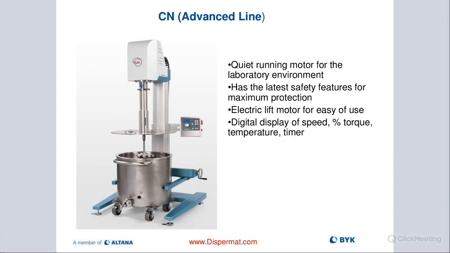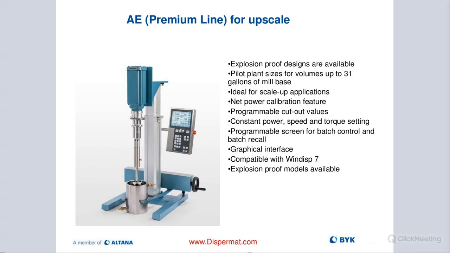This is an example of a pilot-size CN model. Same control capability, just larger. This is the AE, the premium line, what I showed you earlier. That has that C control package with that beautiful C control panel. It basically also is very scalable. We have small lab models all the way to pilot as well as production.